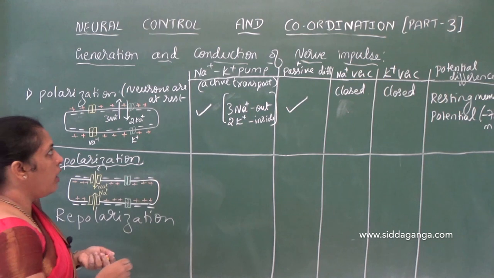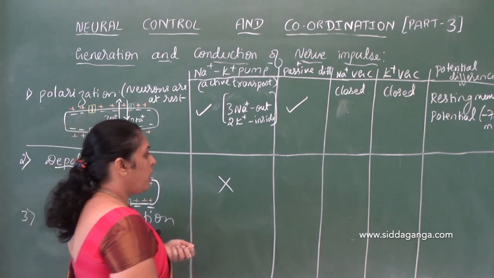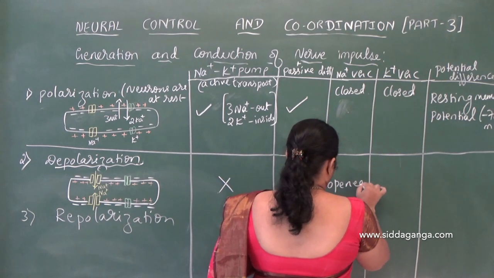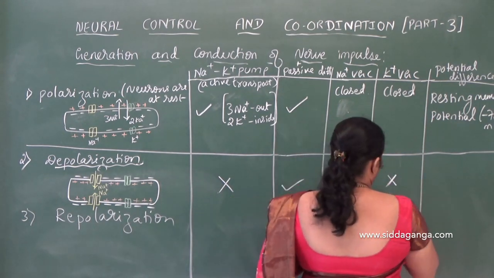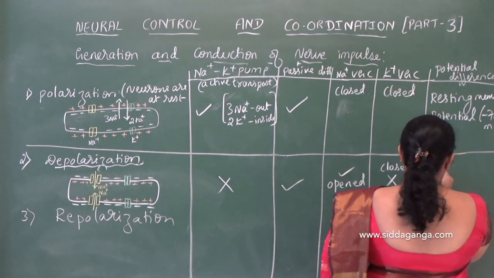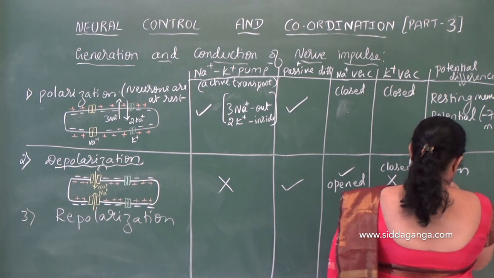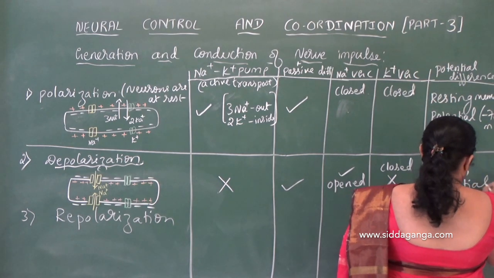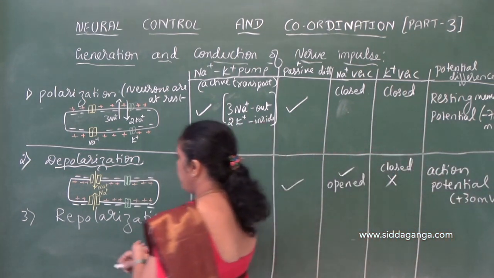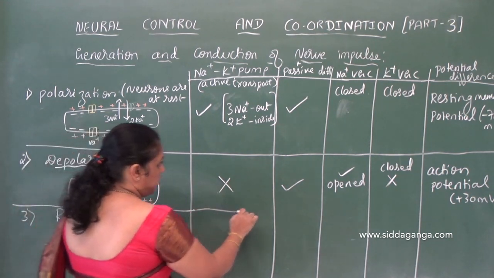So, in the depolarized state, there is no sodium-potassium pump function, no passive diffusion, sodium is open, potassium is not open, it is closed. The potential difference developed in the depolarized state is called action potential. It will be plus 30 millivolt to 45 millivolt. So that happens when neurons are depolarized.